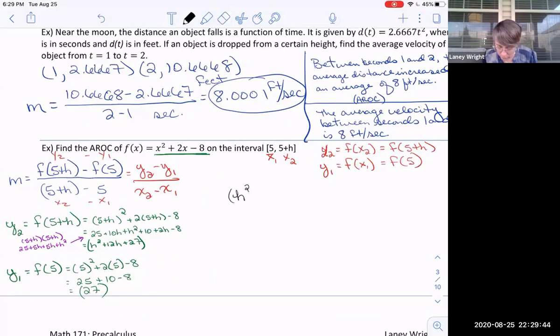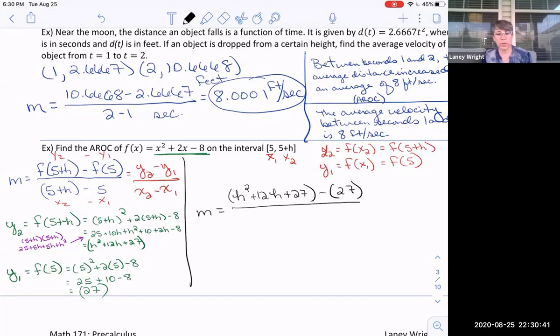8 squared plus 12h, and again, I'm finding the slope here. h squared plus 12h plus 27, that's my y sub 2, minus my y sub 1, which is 27. And then we have to put in our x values. So our x values at f plus h is in fact 5 plus h, minus our first x value, which is 5.